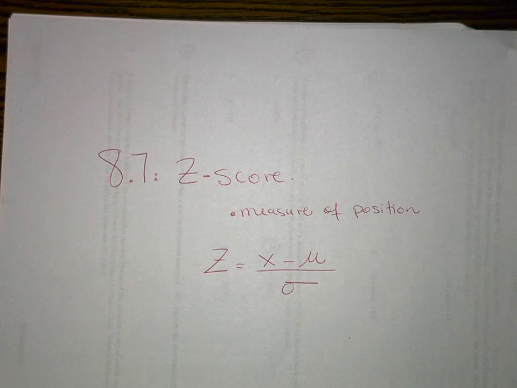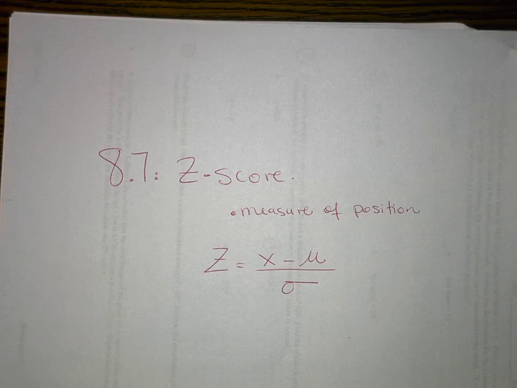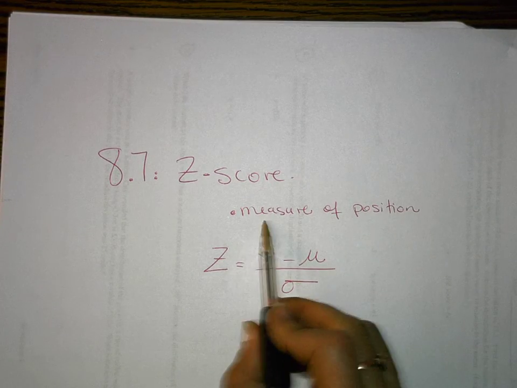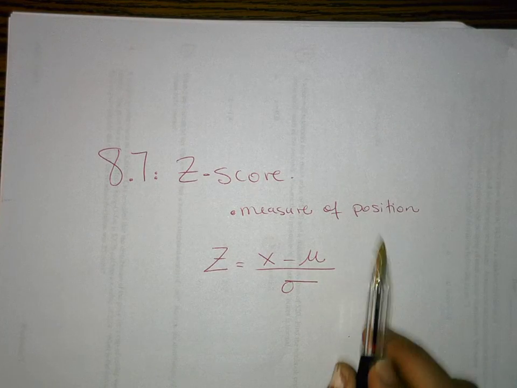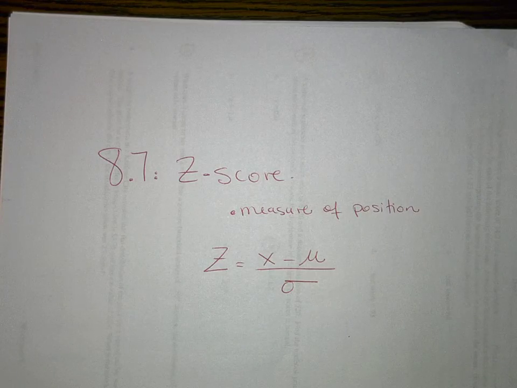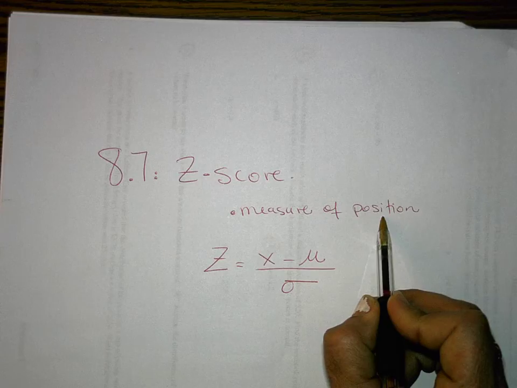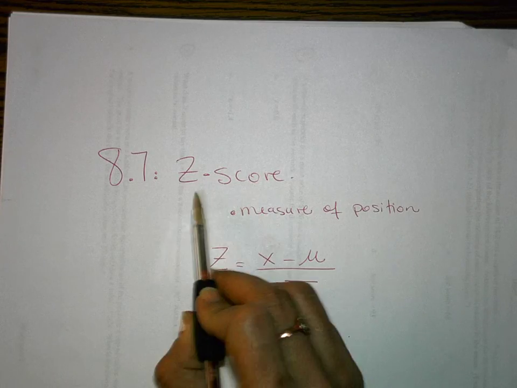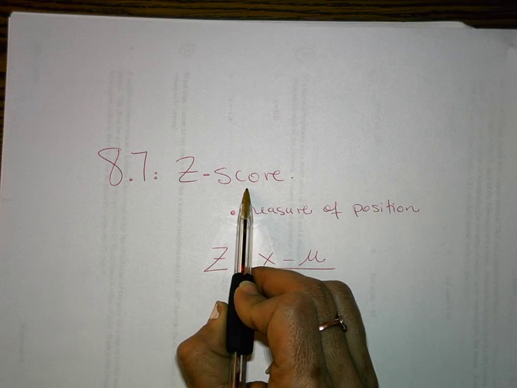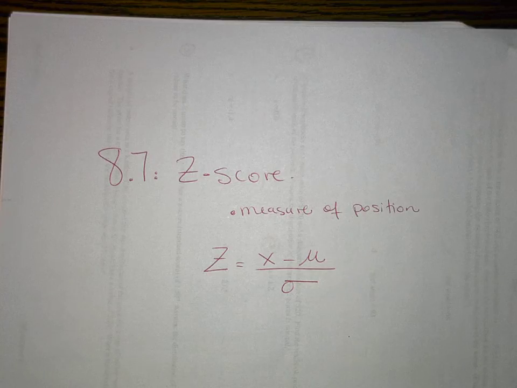All right, so here's 8.7, z-score. The z-score is a measure of position. We learned about measures of central tendency. We learned about measures of dispersion, which is range and variance and standard deviation. And now we are learning about a measure of position, which is the z-score. The z-score lets you know how many standard deviations you are above or below the mean.